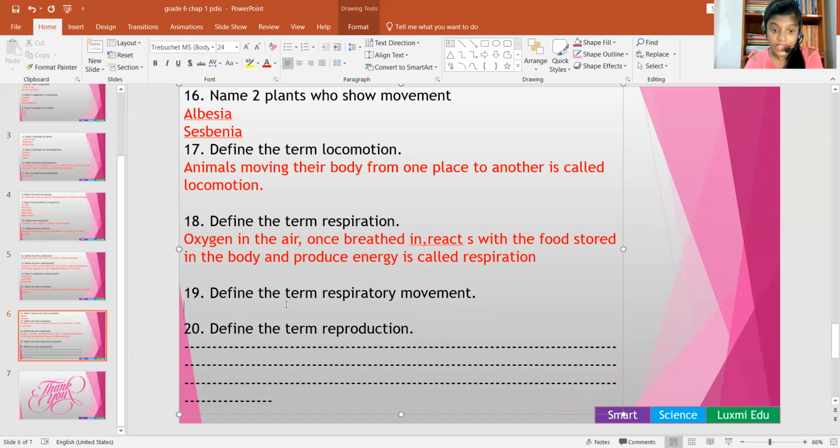This movement is called respiratory movement. Again, I'll explain. In the process of inhaling and exhaling, our chest moves up and down. This process is called respiratory movement. Okay, so let's write.